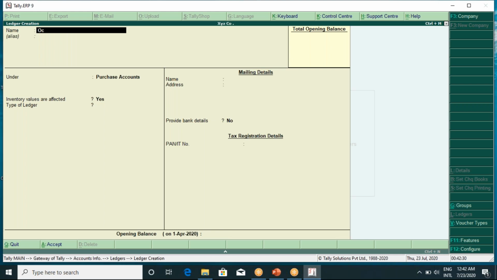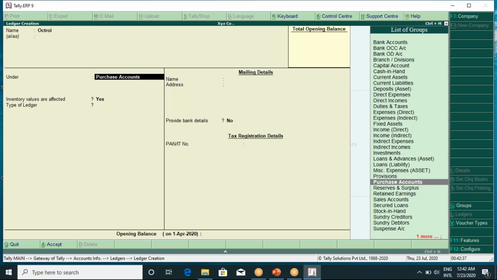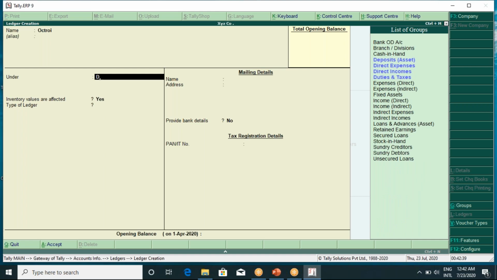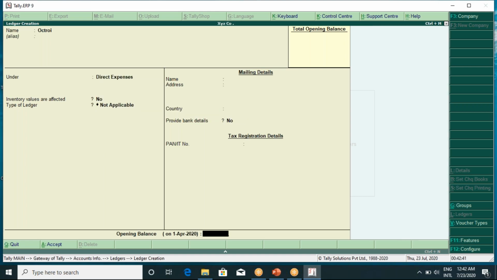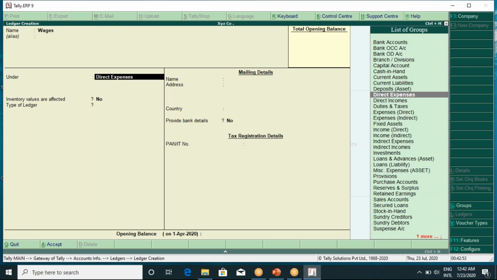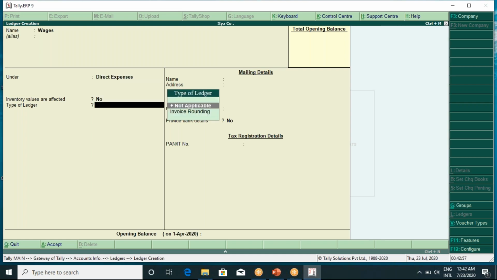Next one, octroi means it's a kind of a duty, means it's a tax. This one also is direct expenses. This one is called as a direct expense, octroi. And next one, wages. It's paid in a factory. It's related to manufacturing of goods, so it is also called as direct expenses, wages.